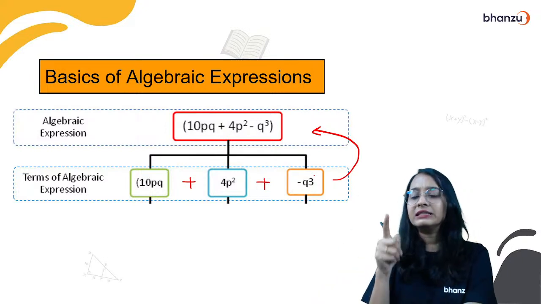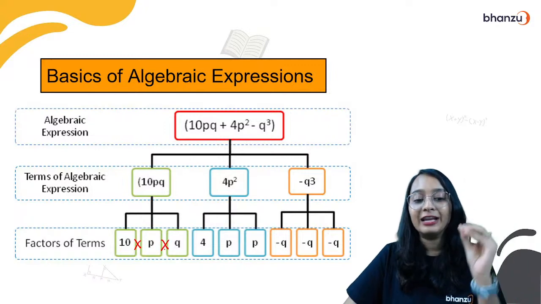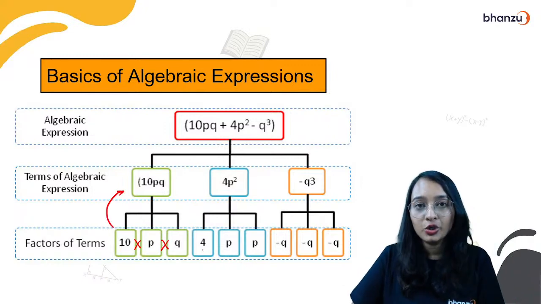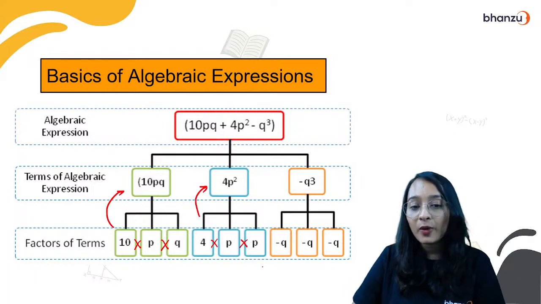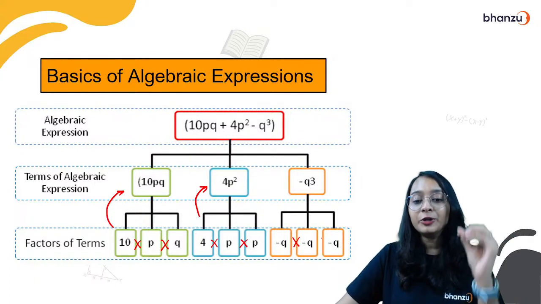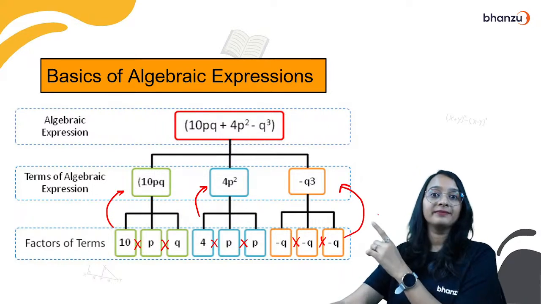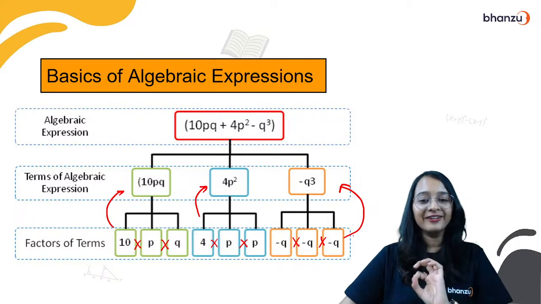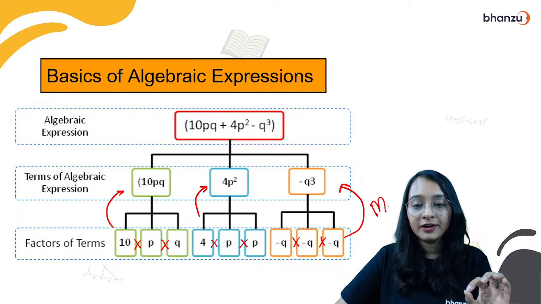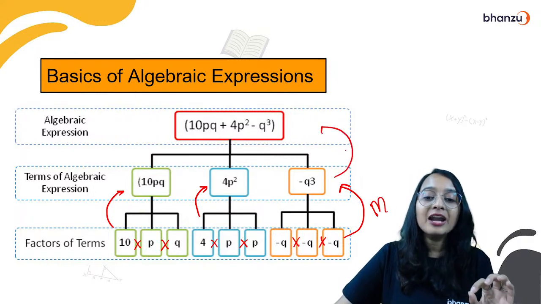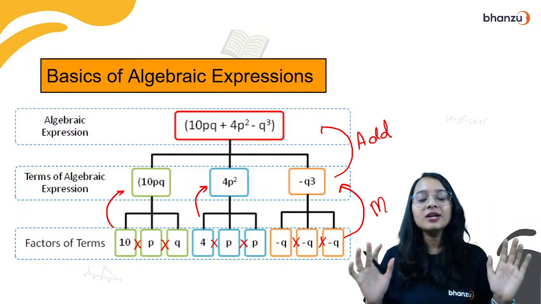But how are these terms formed? When you multiply 10p and q, you're forming 10pq. When you're multiplying 4 into p, you're getting 4p². When you're multiplying minus q into minus q into minus q is when you're getting your minus q³. So the funda here is you multiply factors to form terms and you add your terms to form your expression. This is how it works.